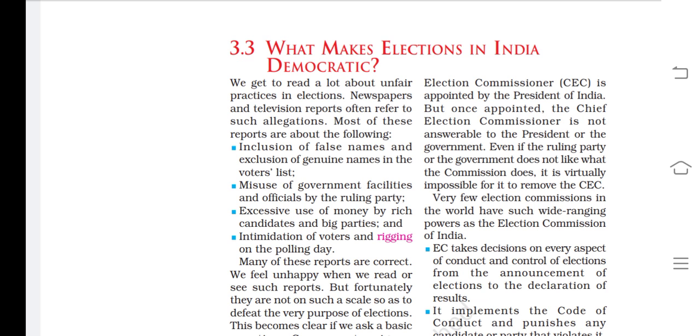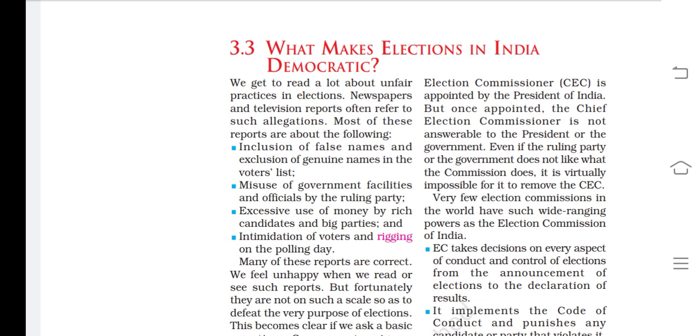Most of these reports mention what unfair practices are being done in elections. First is the inclusion of false names and exclusion of genuine names in the voters list. First, what they do is exclude the real name of the voter and include a false name.